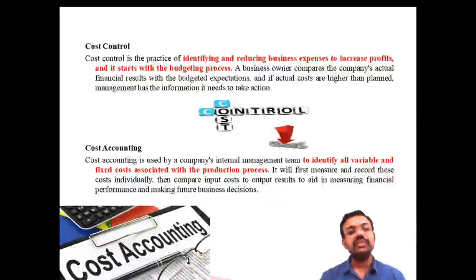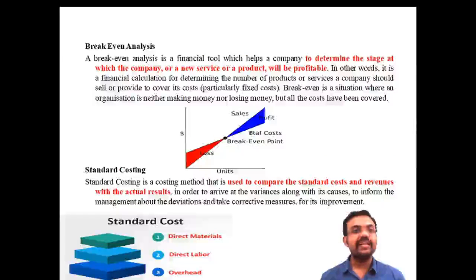Second one, cost control. Third one is cost accounting. And another one is break-even analysis. Now, what is the break-even point? The point representing no profit and no loss. Suppose this is the total revenue and this is the total cost. Here there is a profit, where revenue is greater than your cost, and here there is a loss, where the cost is greater than your revenue. And this is the break-even point.